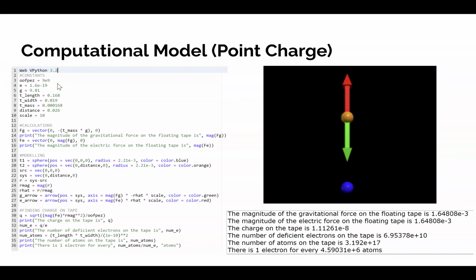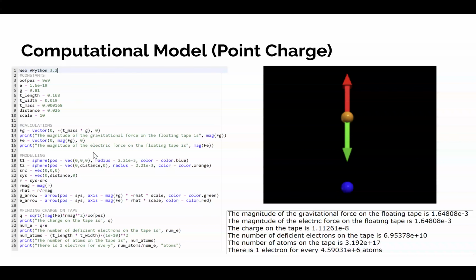So up top, I have my constants, and then with this model, I'm assuming that the net force is 0 since the electric force and the gravitational force will cancel out. So what I did is first calculate the gravitational force and then use that magnitude to calculate the electric force. And then I was also able to determine the charge of the tape using that information, as well as the number of deficient atoms and the ratio between atoms and electrons. And so by testing the relationship between the charged tape and different kinds of charged objects, I determined that the tape is positively charged. So there are deficient electrons in the tape.